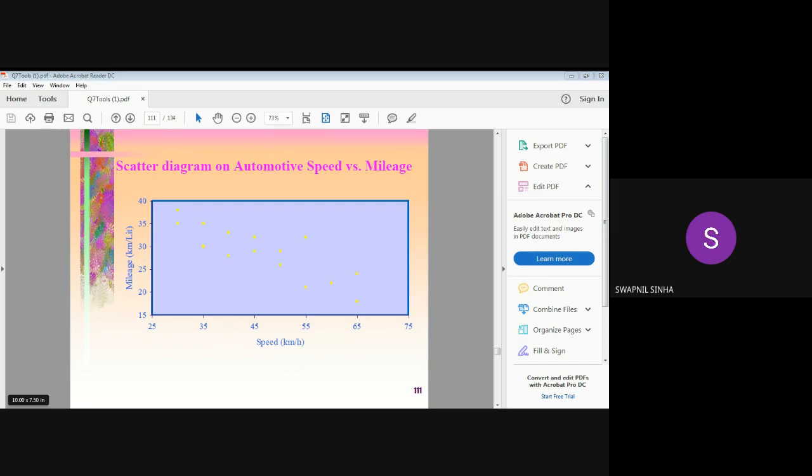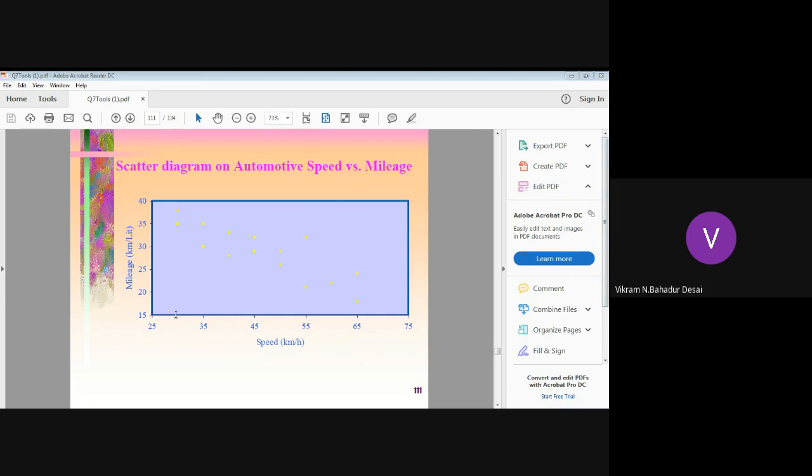Yes, sir, at what speed the mileage is maximum. Sir, can you repeat? It depicts at which speed the mileage is maximum. If I increase the speed, the mileage is less. Correct. Very good. So that is the scatter diagram.